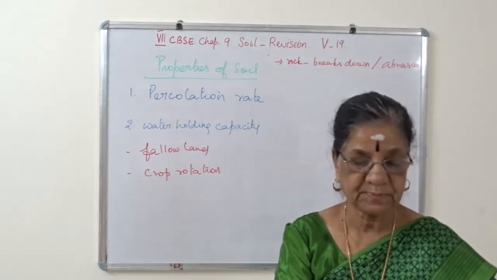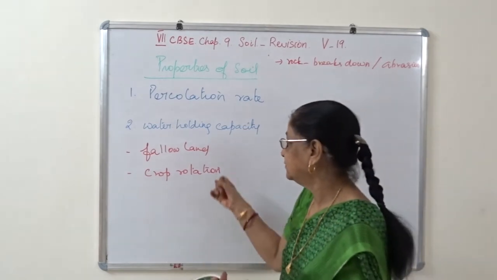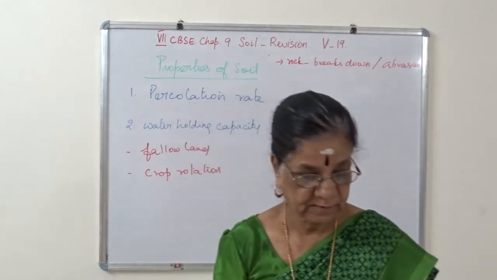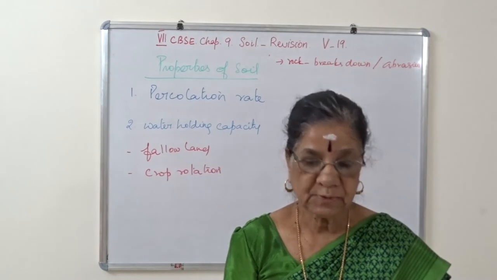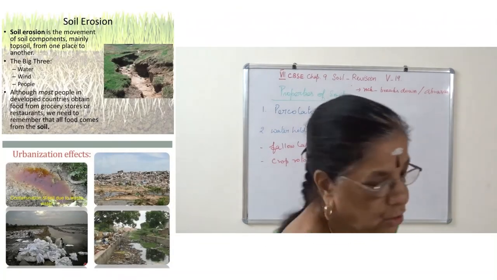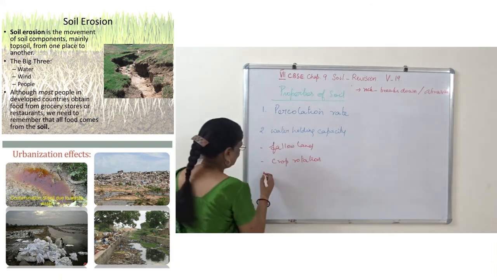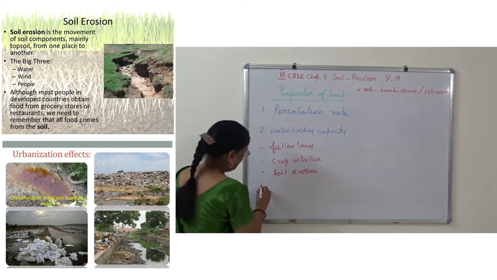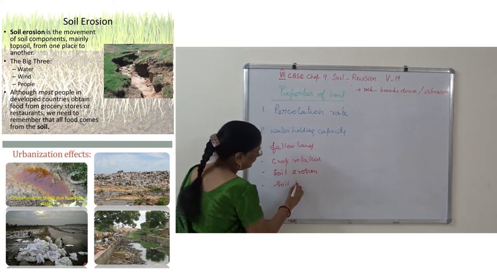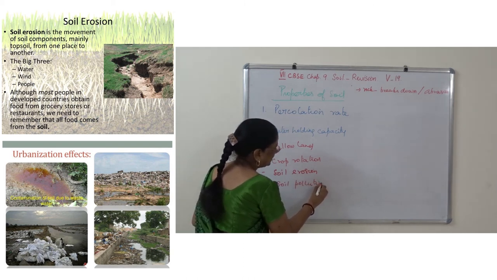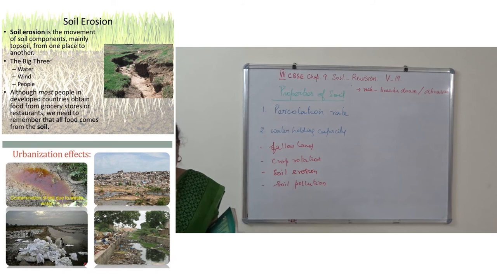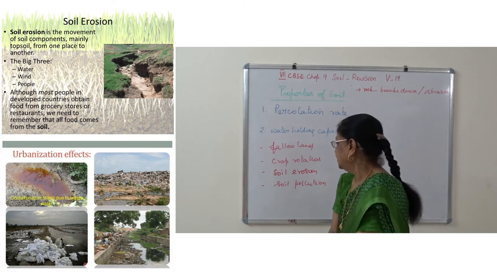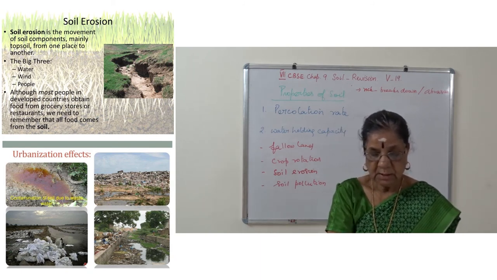I hope you understand this. So we should understand the words fallow land, crop rotation, and multiple cropping. I hope you follow. Next one, we are going to talk about soil erosion and soil pollution. You know, short answers, there are 4 or 5 points each. Question bank. Right?